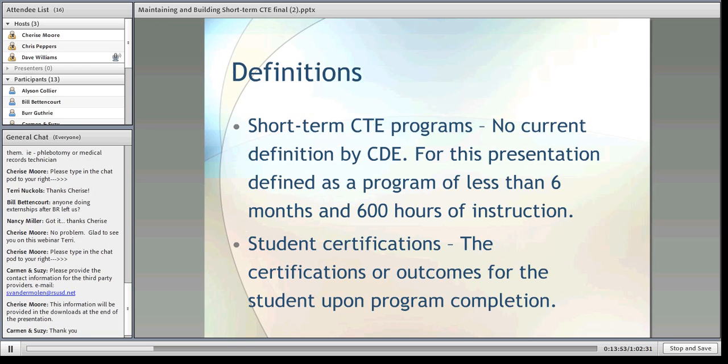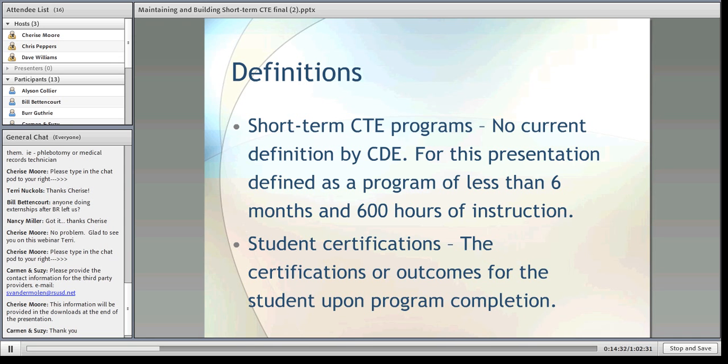Before we get going, a few definitions just to make sure we're all on the same page. When we're talking about short-term CTE programs, there really is no current definition according to CDE of what entails short-term education. I'm going to be talking about programs that are less than 6 months of time and less than 600 hours of instruction. Programs over that still fall into the general category of short-term CTE programs, but there are a variety of things that can be done with those programs.